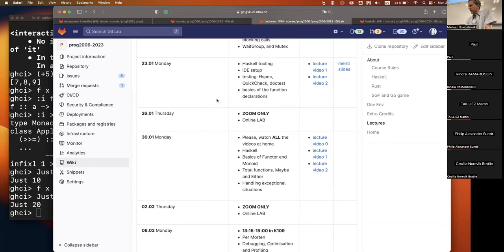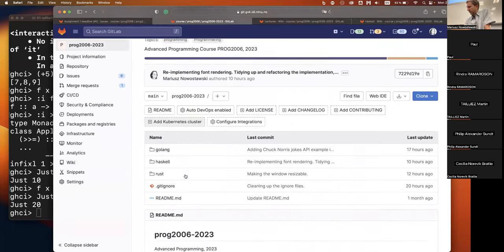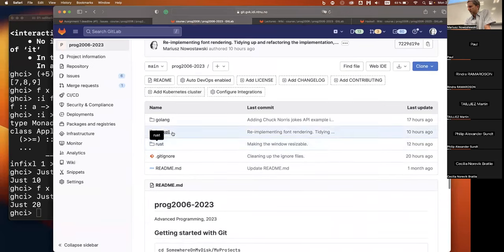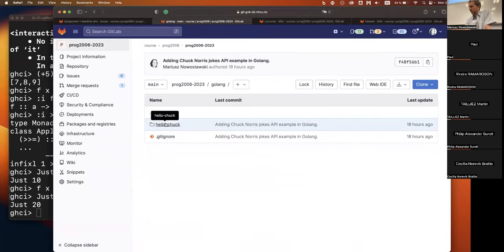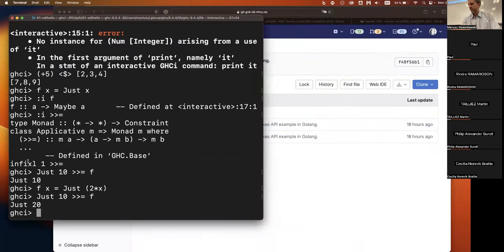This week, we're doing a little bit of code review. So I would like you to check the repo and check the examples that are there. Let's go roll back a little bit, and this here will be easier.